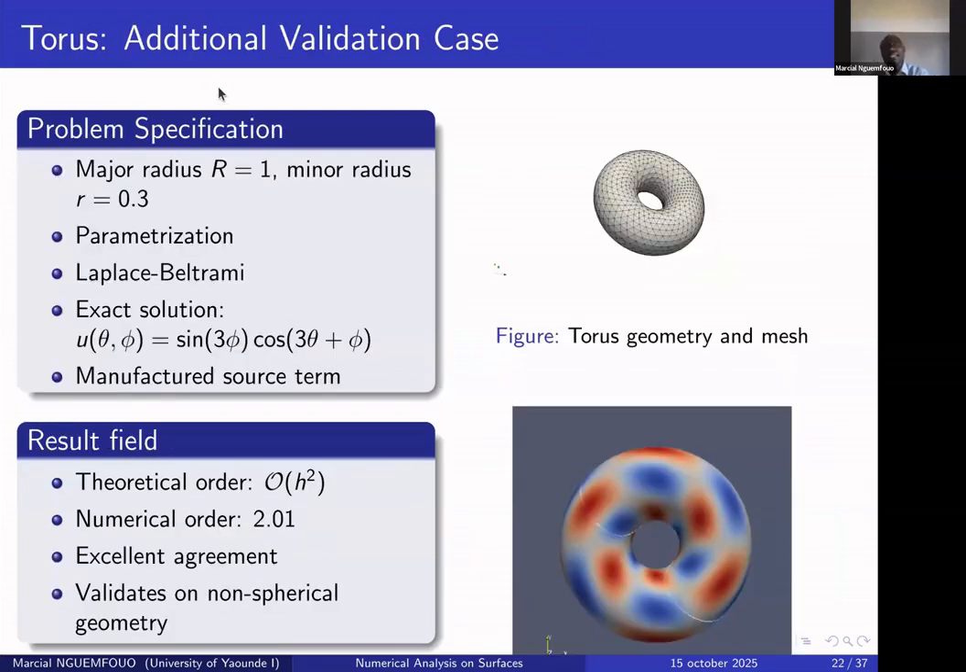An additional validated case is the torus here. The major radius is 3 and the minor radius is 1. We parameterize our torus and obtain the Laplace-Beltrami operator on the torus. We use this exact solution to obtain this result with a best order of convergence.